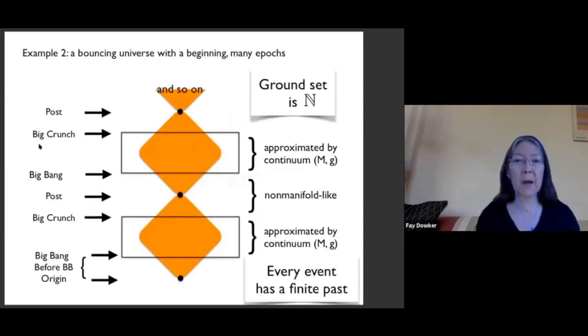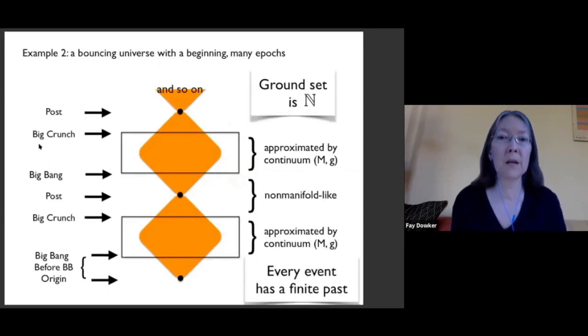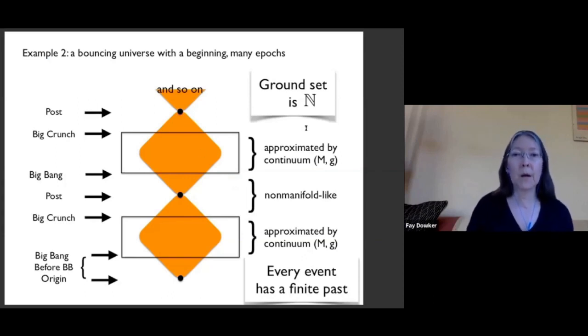The second example is a bouncing universe with a beginning and with many epochs. And here I want to stress that the ground set is the natural numbers. This orange thing, again, is a single causal set. There's one minimal element of the causal set, and that is 0. That's the number 0. All the other elements of the causal set are the other natural numbers greater than 0. So that's the origin.